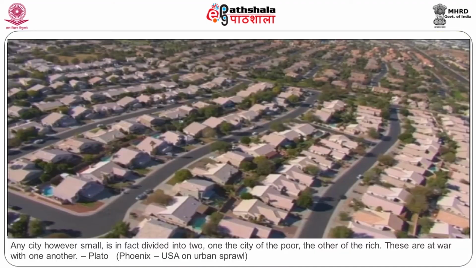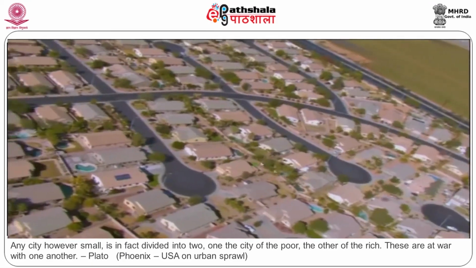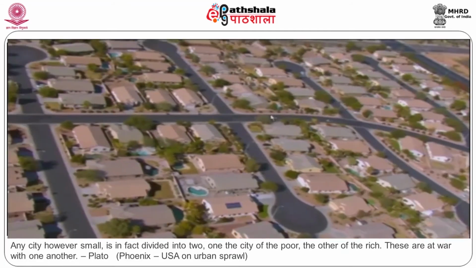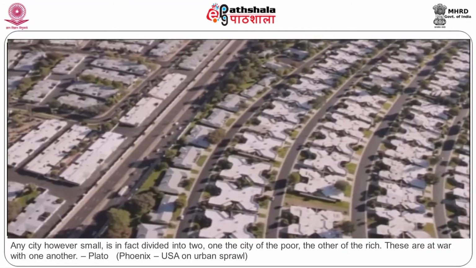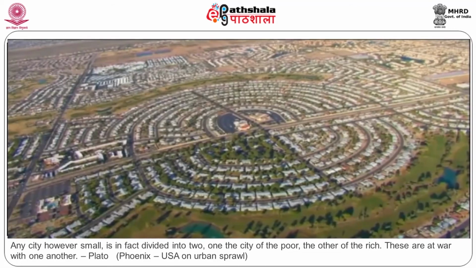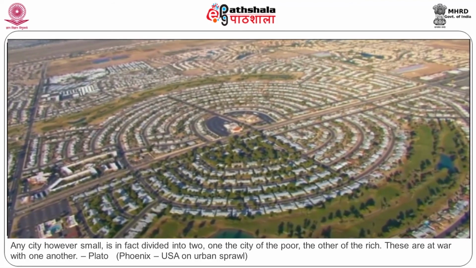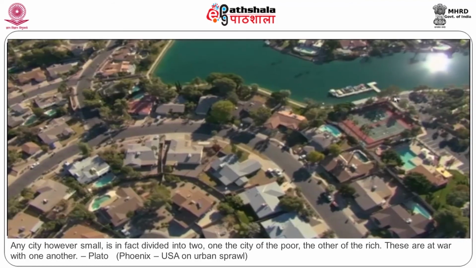Any city, however small, has this divide, the rich and poor divide, and they are at war with one another. This is what the famous philosopher Plato says. Here, when you look at it, the city of Phoenix had a huge urban sprawl, and although it was marked with all these nice wide roads, the only way people could commute was through the roads and through private vehicles.